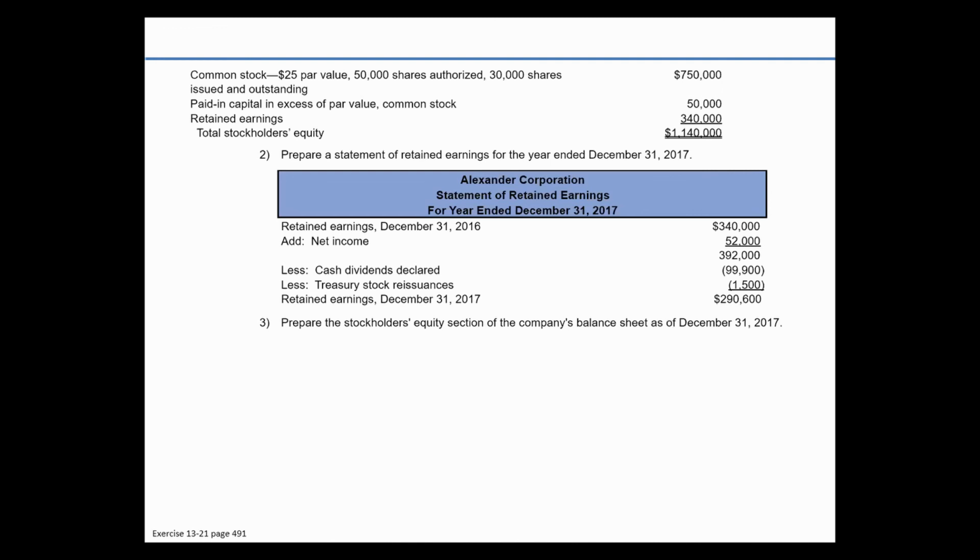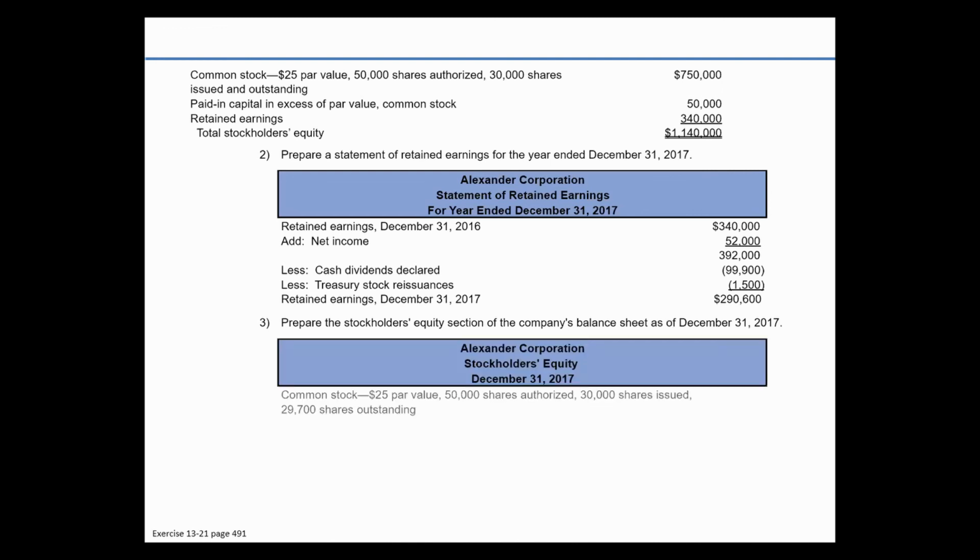And then we can prepare the stockholder equity section of the balance sheet. So we have common stock, $25 par value, 50,000 shares authorized, 30,000 issued. We're looking at the number outstanding was 29,700. So you take 29,700, multiply by the 25, the par value, and that gets you that amount. And then the paid in capital in excess of par is 50,000, and you can get that from up here. So the retained earnings then of 290,600 from the statement of retained earnings.